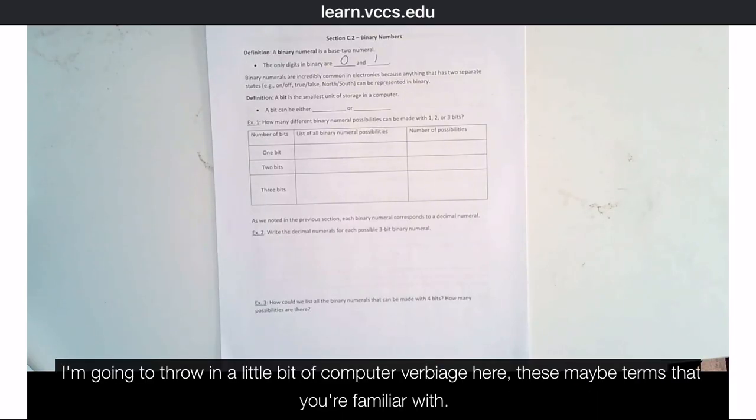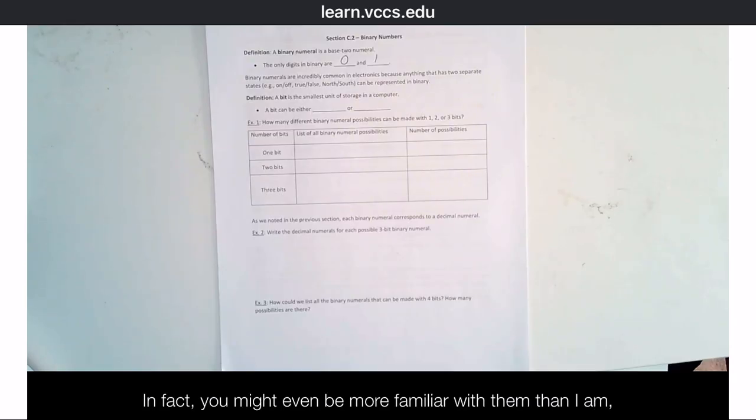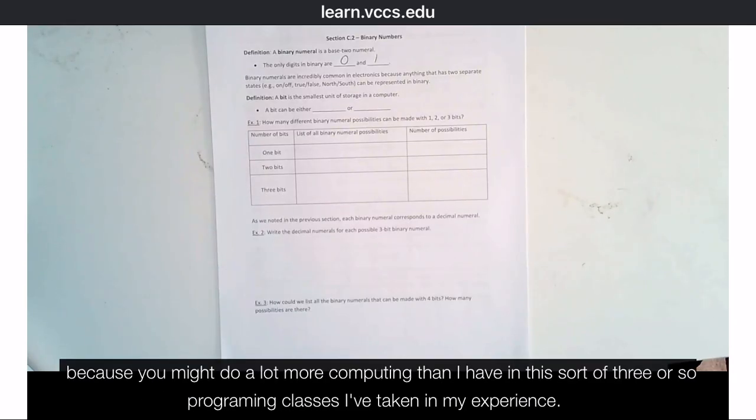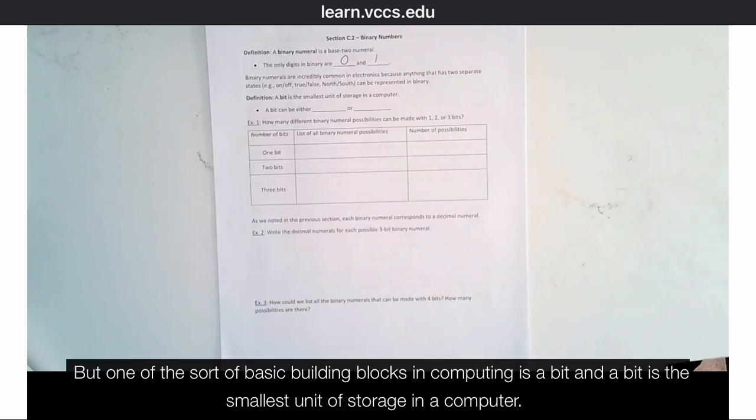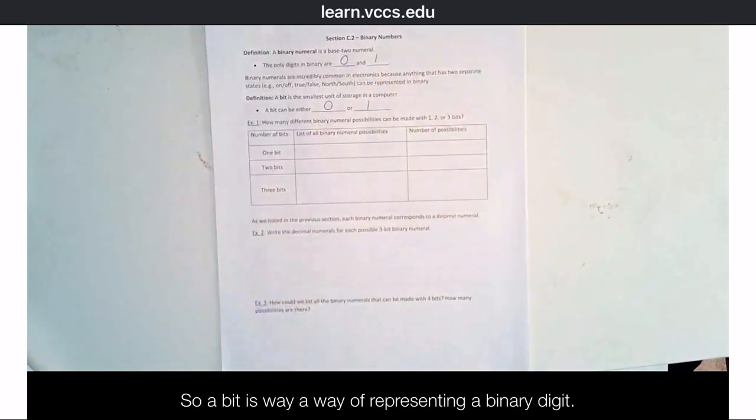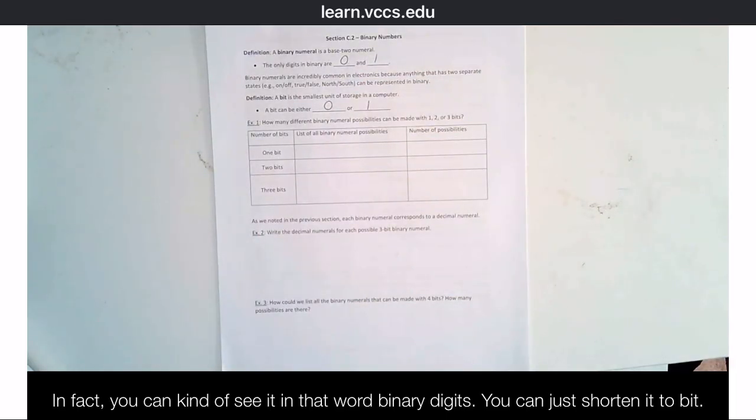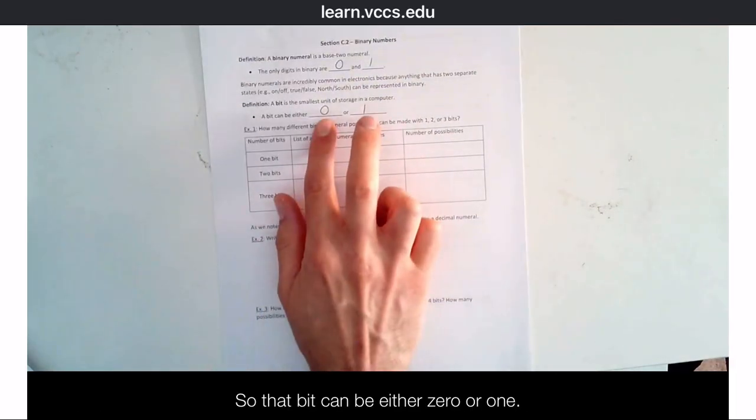I'm going to throw in a little bit of computer verbiage here. These may be terms that you're familiar with. In fact, you might be more familiar with them than I am, because you might do a lot more computing than I have in the 3 or so programming classes I've taken. But one of the basic building blocks in computing is a bit, and a bit is the smallest unit of storage in a computer. So a bit is a way of representing a binary digit. In fact, you can kind of see it in that word, binary digit. You can just shorten it to bit. So that bit can be either 0 or 1.